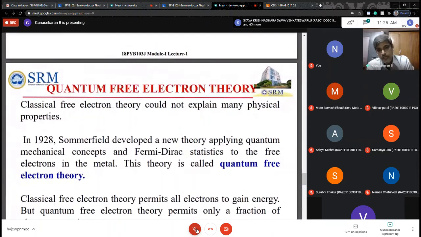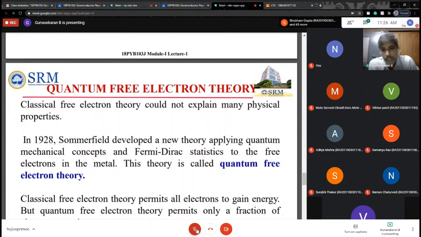In 1928, Sommerfeld came and developed the new theory. Now, there are 2 different changes. First, he said the electrons do not obey Maxwell-Boltzmann statistics. He said they obey Fermi-Dirac statistics.